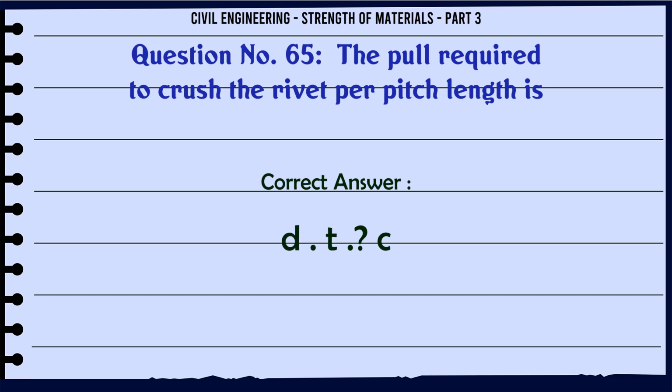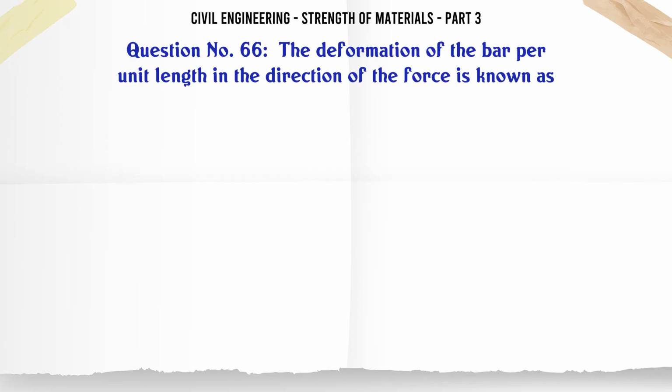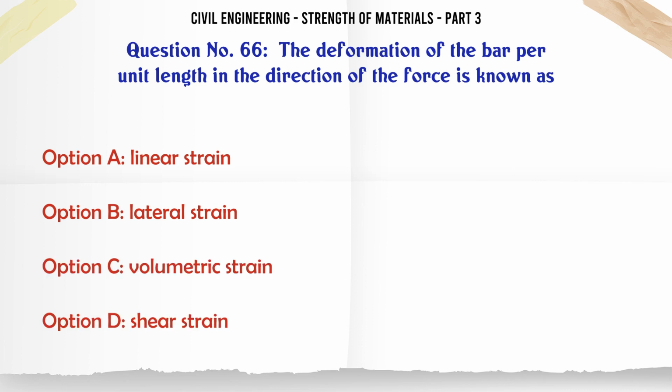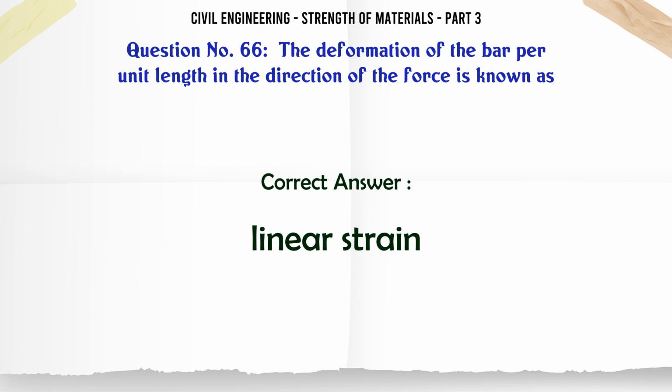The deformation of the bar per unit length in the direction of the force is known as A. Linear strain, B. Lateral strain, C. Volumetric strain, D. Shear strain. The correct answer is linear strain.